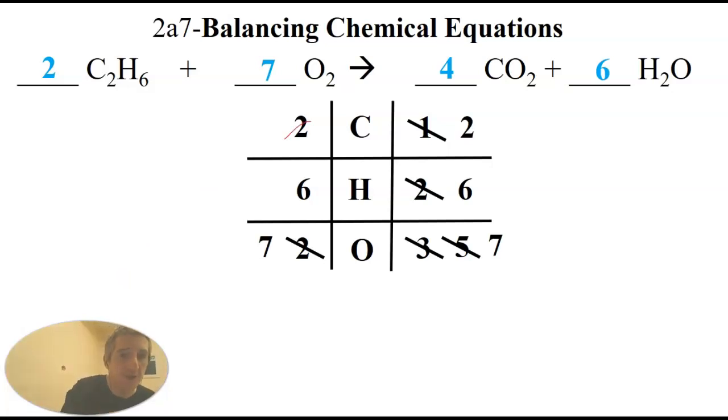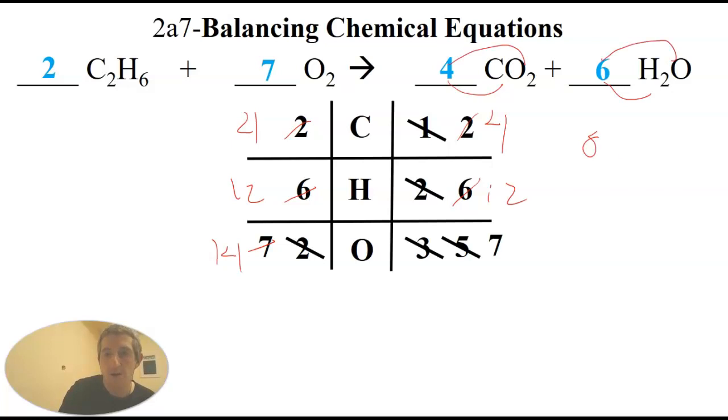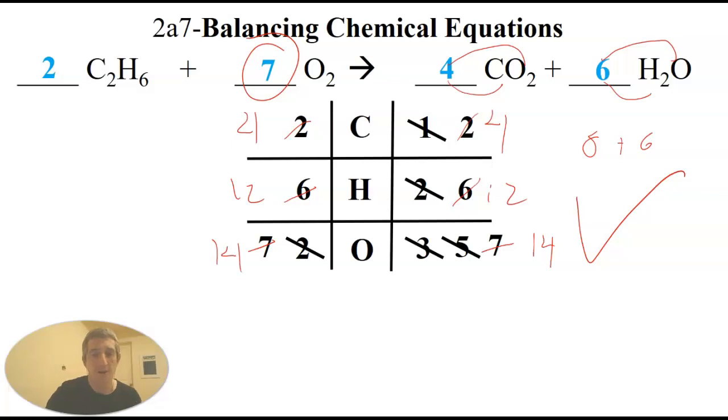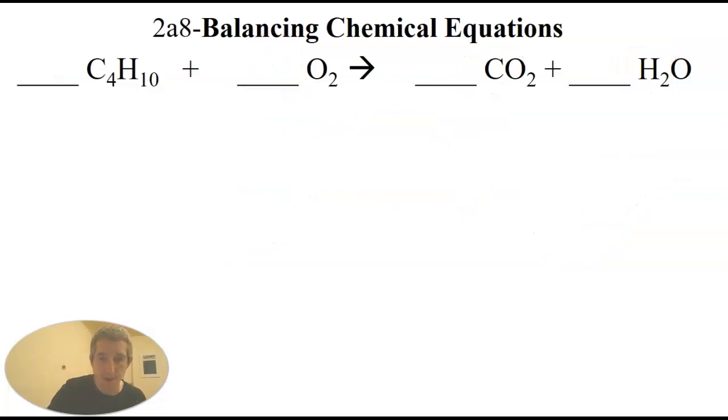2 times 2 is 4, 2 times 6 is 12, 7 times 2 is 14. On the other side, 4 times 1 is 4, the hydrogen 6 times 2 is 12, and the oxygens 4 times 2 is 8, 6 times 1 is 6, so 8 plus 6 is 14. So it is balanced, but we just needed to have a whole number here instead of a decimal there. And the next one is a similar way.